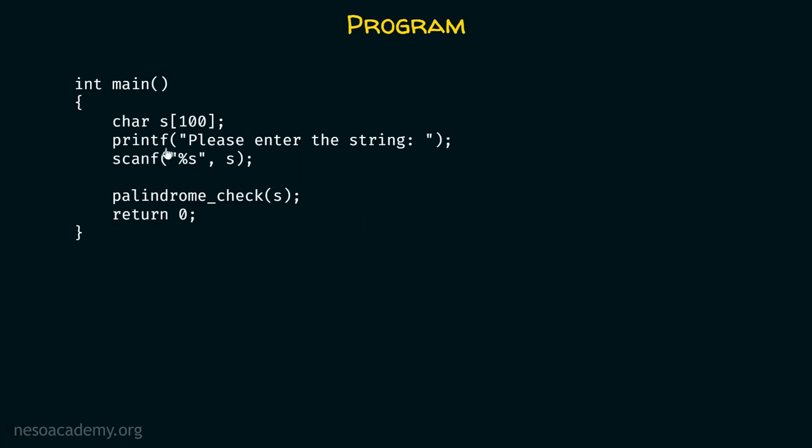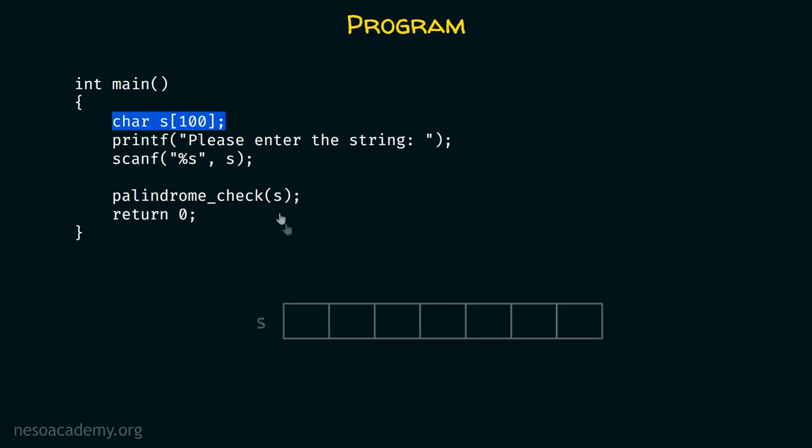In this main function, you can see that we have this S. This is nothing but representing an array of characters. And I'm assuming that the maximum size of this array is 100. Okay. So this is my assumption. And you can see I have declared an array over here. This is the pictorial representation of the array.